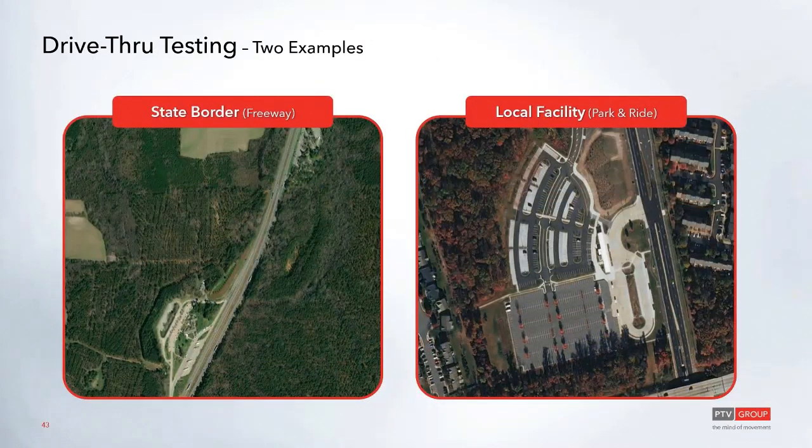So we've created two examples here. The first one is going to be occurring along the state border on a freeway. And then the second option will be looking at a testing facility in a local park and ride facility.